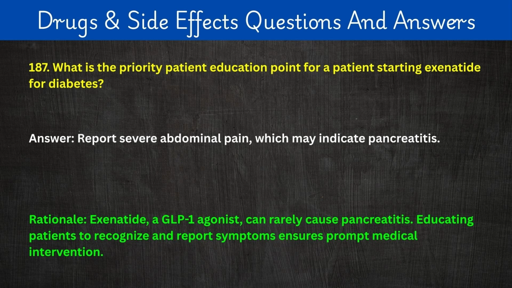187. What is the priority patient education point for a patient starting exenatide for diabetes? Answer: report severe abdominal pain, which may indicate pancreatitis. Rationale: exenatide, a GLP-1 agonist, can rarely cause pancreatitis. Educating patients to recognize and report symptoms ensures prompt medical intervention.